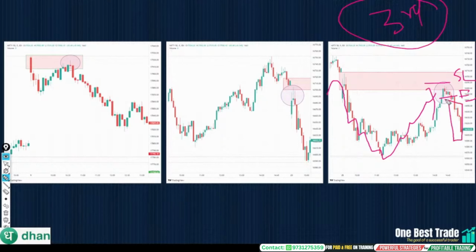What are the two good reasons? Give me two good reasons to enter this hanging man. So yes, there are two good reasons: day high plus supply zone.